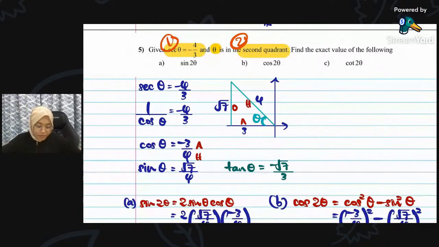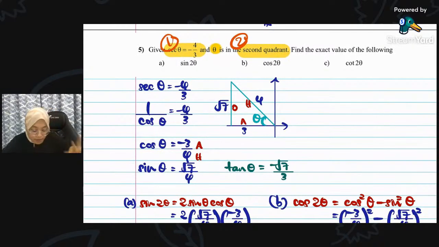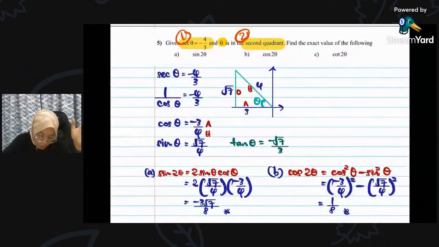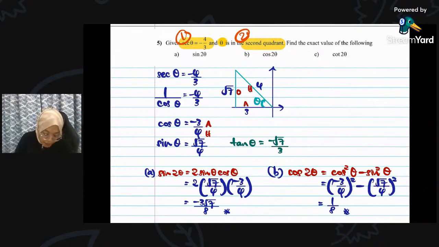So the info is also more or less the same. The info that appears is also more or less the same. So there's nothing to worry about with this chapter, okay? So you just draw out the second quadrant first, and then what do you have?